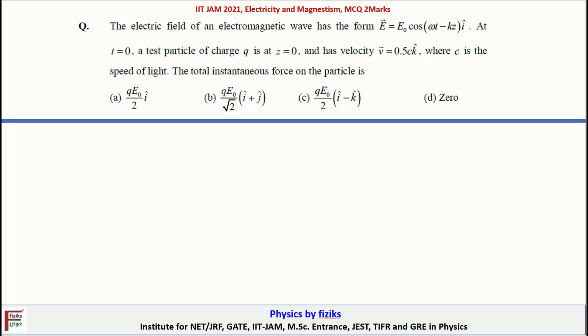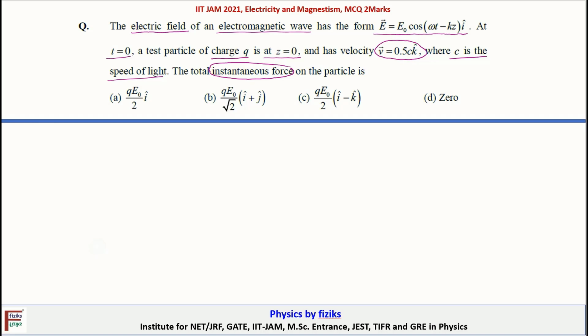In this question, it is given that the electric field of an EM wave has the form E naught cos omega t minus kz, I cap. At t equal to 0, a test particle of charge q is at z equal to 0 and has a velocity v equal to 0.5 c k cap, where c is the speed of light. Then we have to find what will be the instantaneous force on the particle.